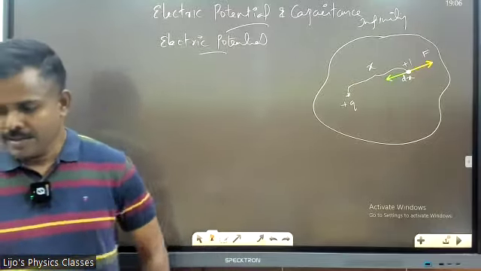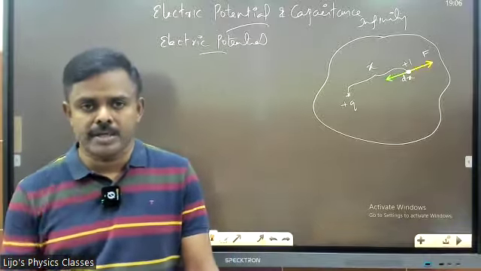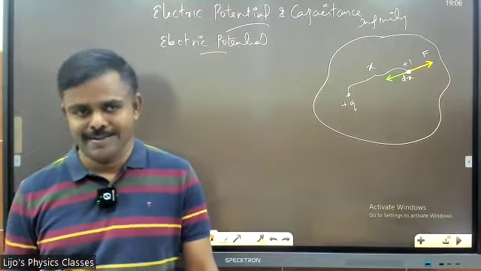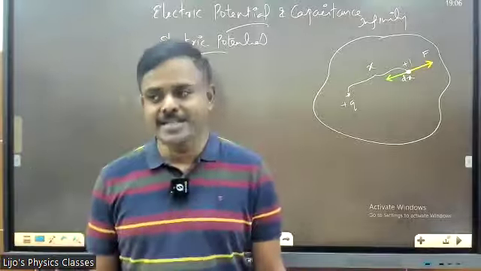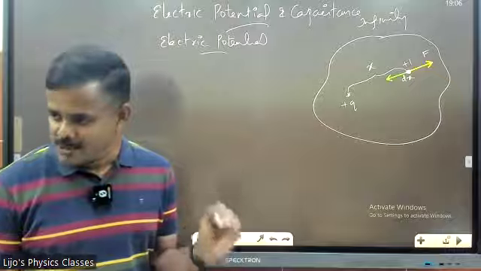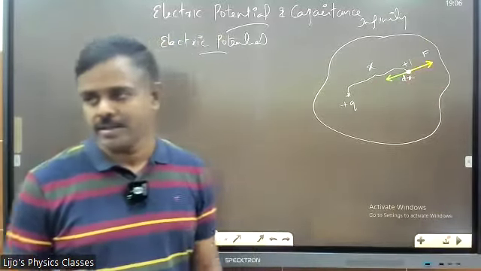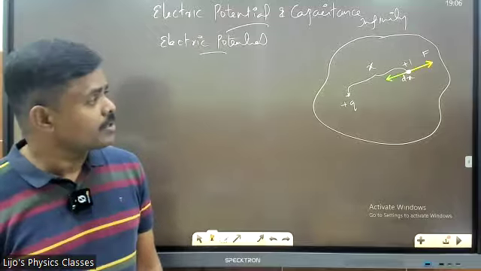It is the statement I will repeat at least 100 times before board examinations. Potential at a point is the work done to bring a plus 1 coulomb from infinity up to the point. Draw the figure.